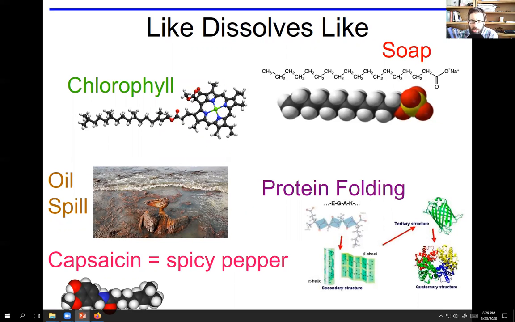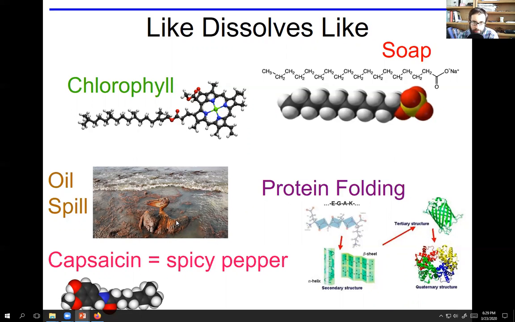And so this idea of dissolves like dictates a whole bunch of things. Really important. You can think about chlorophyll and how different molecules in biology and in plants have polar, and this would be a polar head right here, and non-polar parts that give it different functions. This non-polar part allows it to be inside of a cell wall and stay there. The inside of a cell is non-polar.